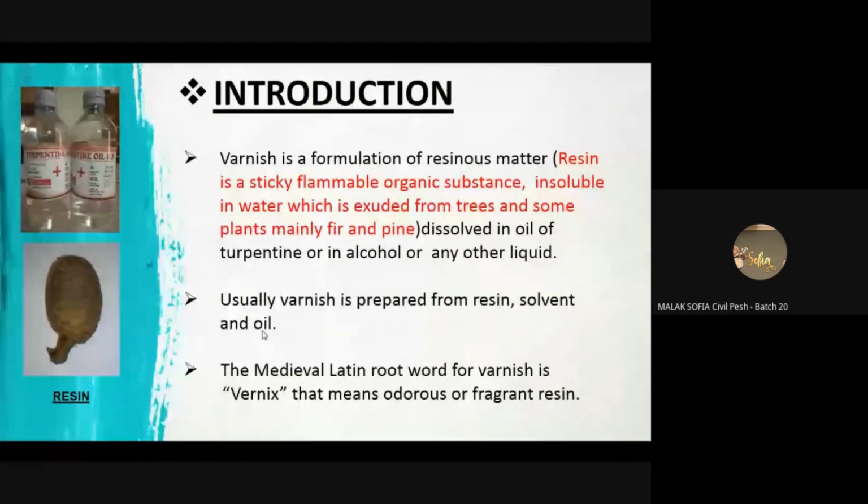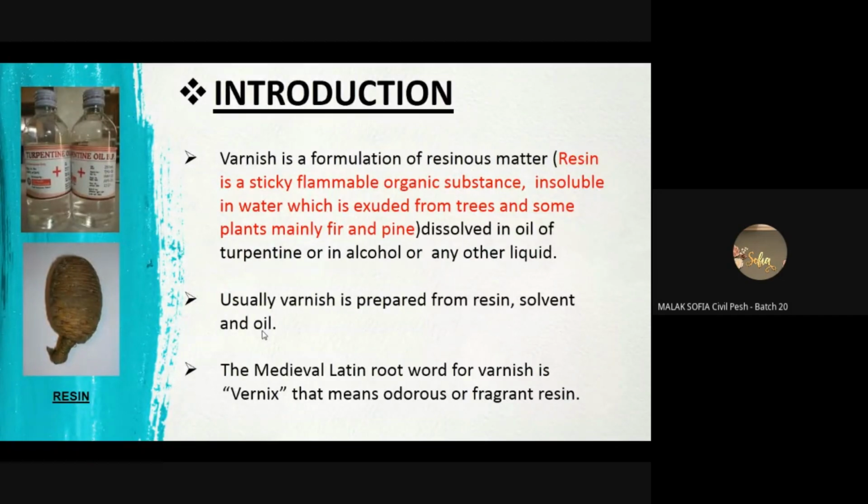If we define resin, resin is a sticky, flammable organic substance insoluble in water which is exuded from trees and some plants, mainly fir and pine. It is basically a natural form which we extract from trees, which is flammable and organic. Like you can see at the extreme bottom of the left side, which is showing the very basic form of resin when it is extracted from trees.